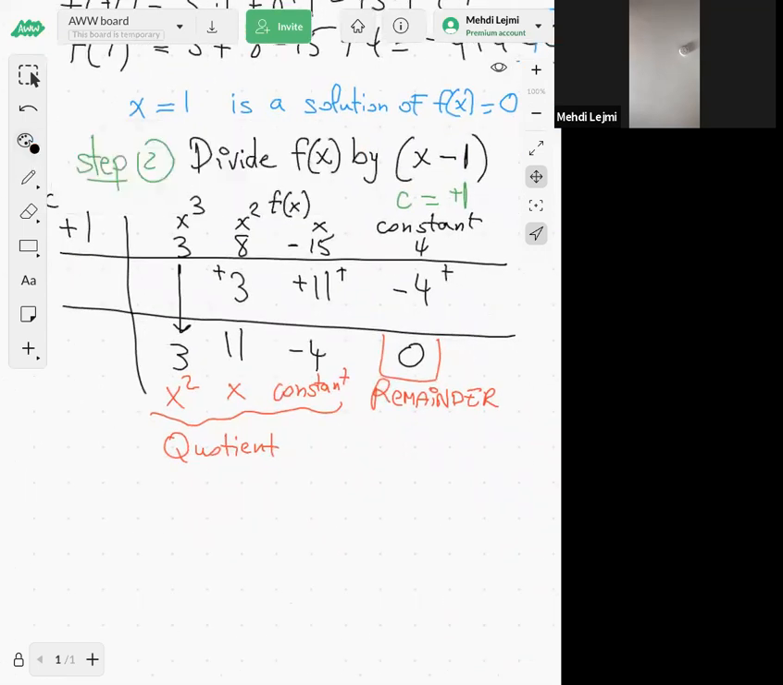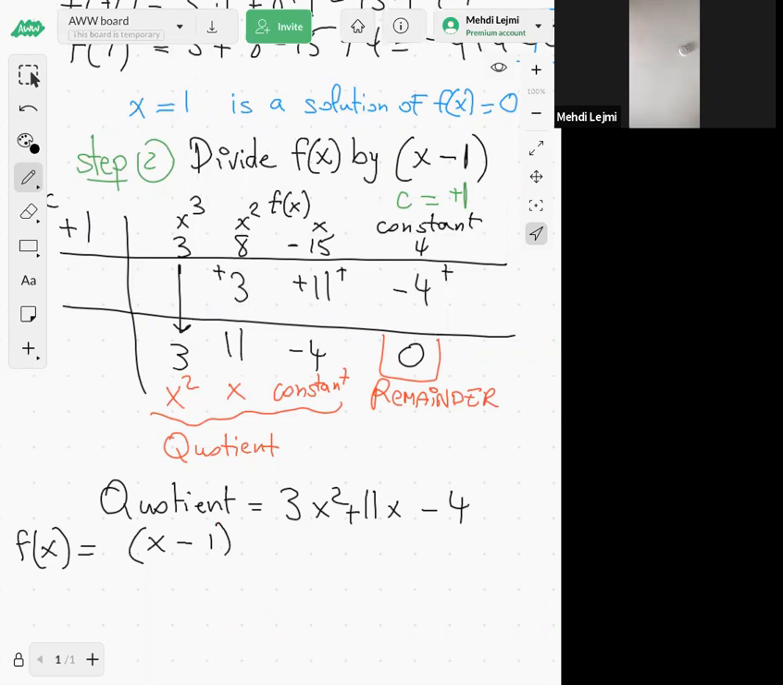This is step 2. So the conclusion is that my quotient is 3x squared plus 11x minus 4. And so my f of x, of course, that will be the divisor, x minus 1. I divided f of x by x minus 1, right? So f of x would be my divisor times the quotient, which is, of course, 3x squared plus 11x minus 4, right?